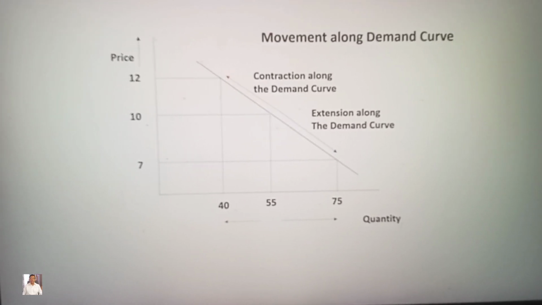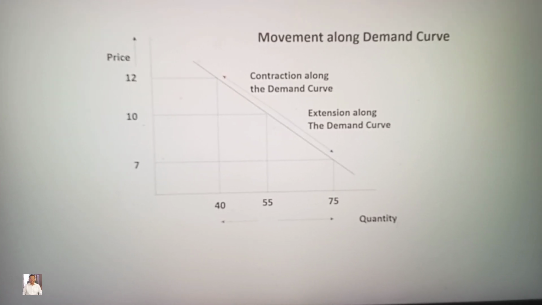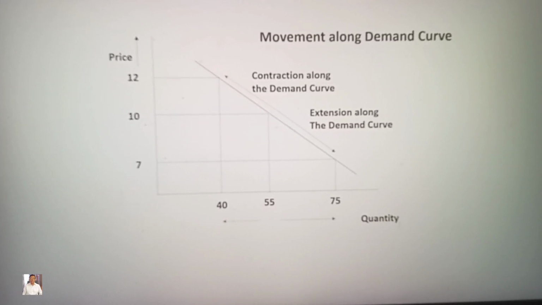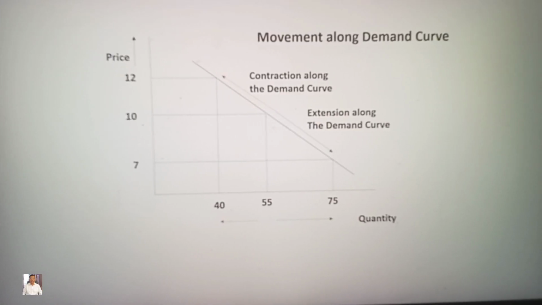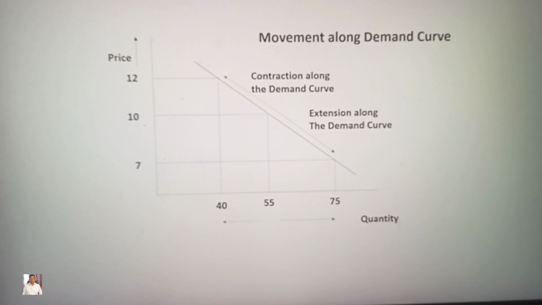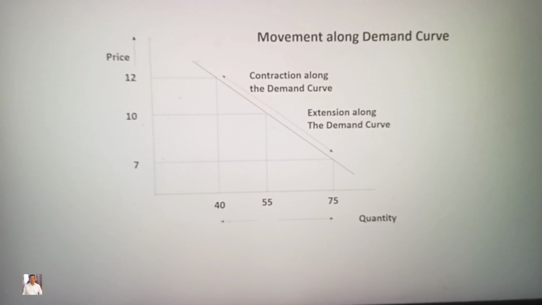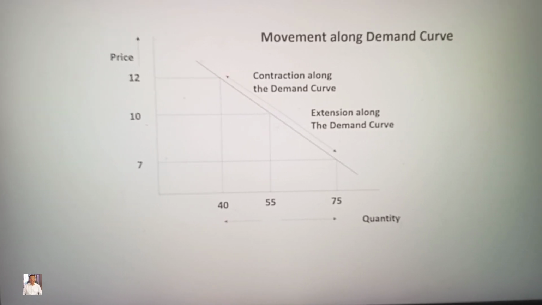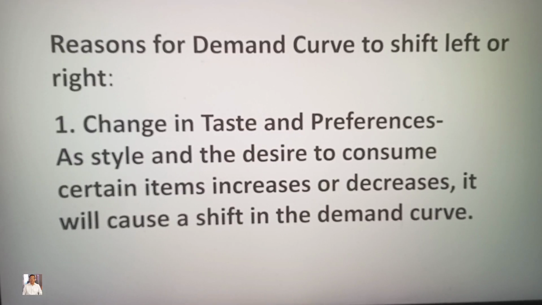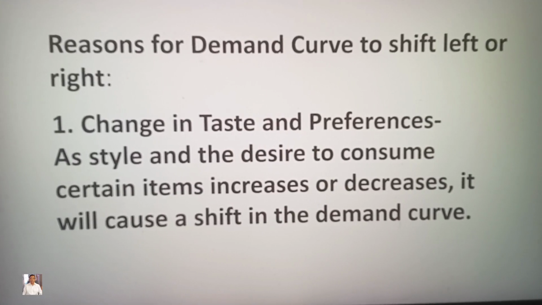Expansion of demand. A fall in price from rupees 10 to 7 leads to an expansion or increase in demand. As price falls, there is a movement along the demand curve and more is bought. Reasons for the demand curve to shift left or right.